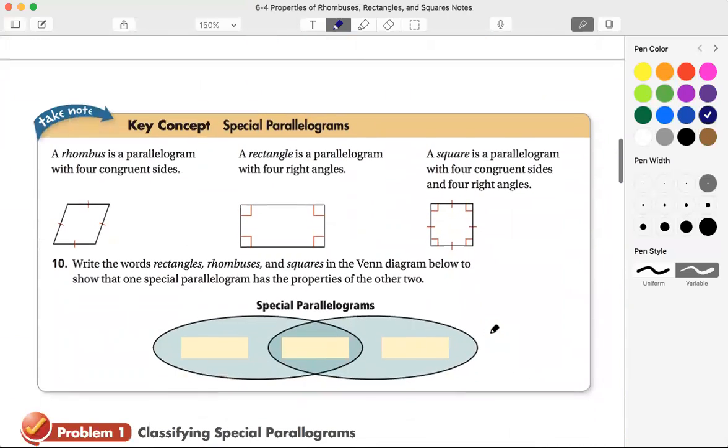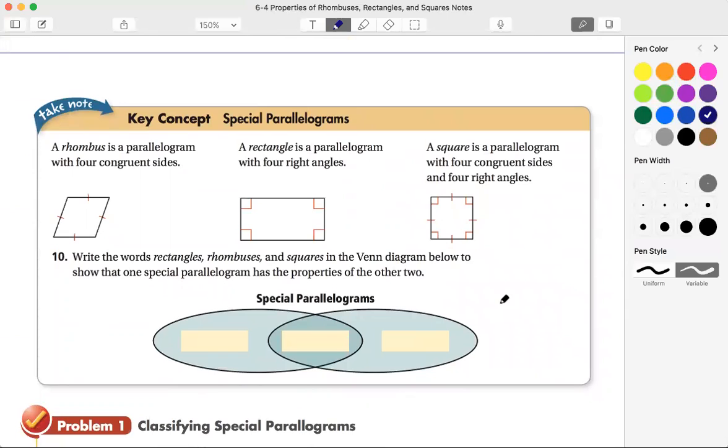Now, some special parallelograms. A rhombus is a parallelogram with 4 congruent sides. A rectangle is a parallelogram with 4 right angles, and a square is both: a parallelogram with 4 congruent sides and 4 right angles. Write the words rectangles, rhombuses, squares in the Venn diagram below to show that one special parallelogram has the properties of the other two.